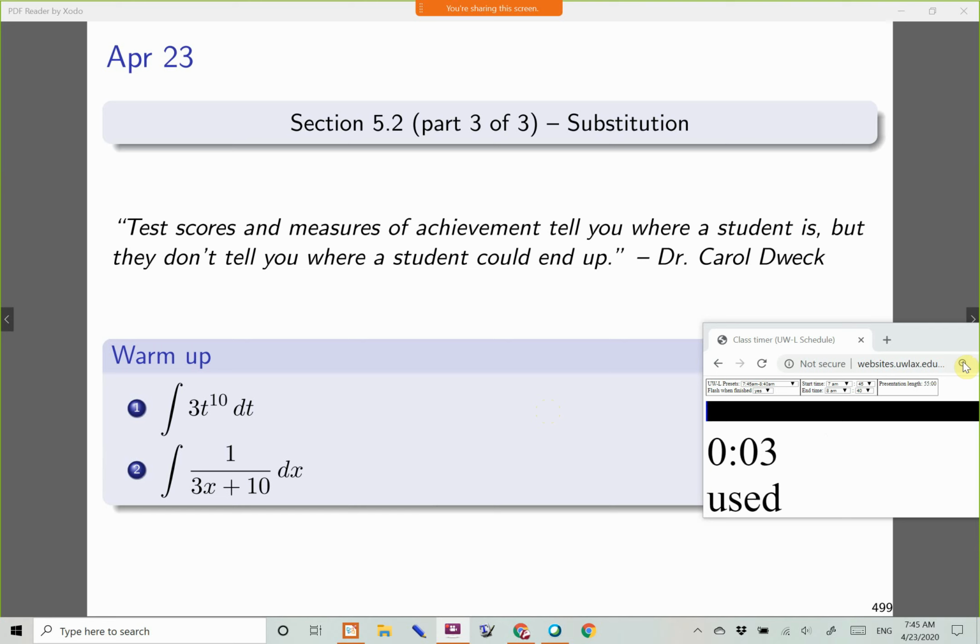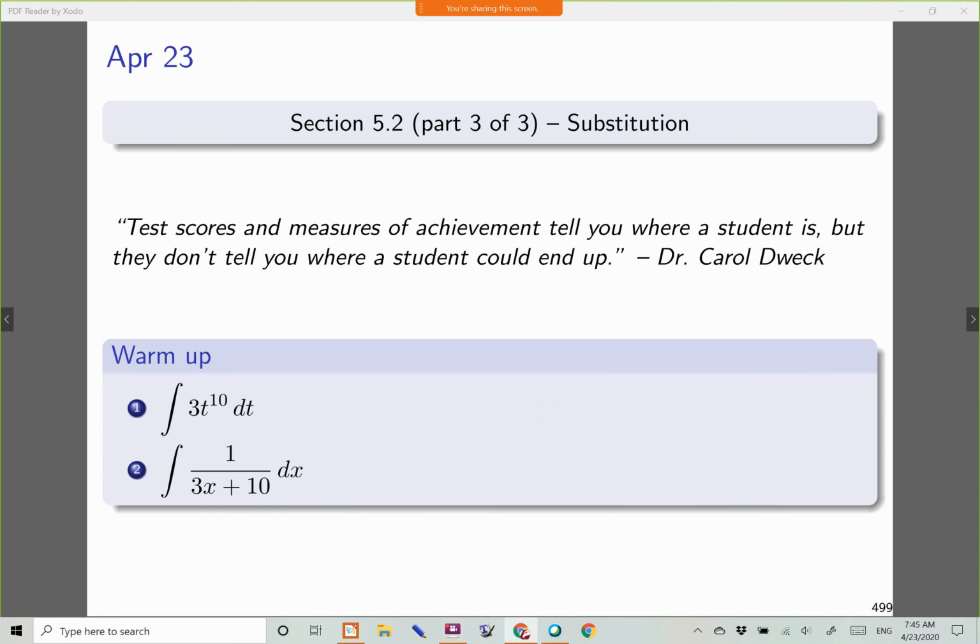Okay, good morning. Let us start. Alright, so there are two warm-ups here. The first is to find the antiderivative of 3 times t to the 10th dt. So don't let the t's bother you.